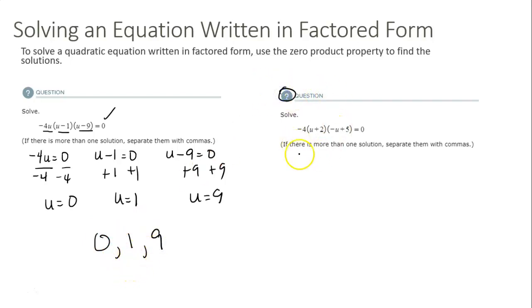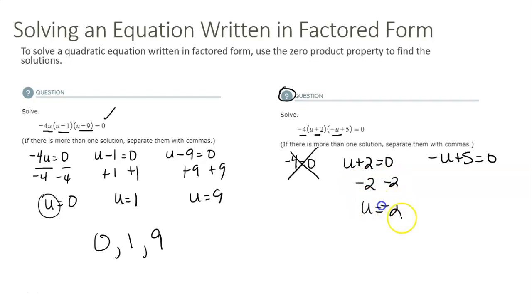Now this one's just a little bit different. There's still 3 factors, 1, 2, 3. Negative 4 could be equal to 0, u plus 2 could be equal to 0, or negative u plus 5 could be equal to 0. But can a constant be equal to 0 unless it's 0? Can negative 4 equal 0? It cannot. So we throw that one out. Unlike this one where we had a variable, this one does not. You go ahead and solve these two now.